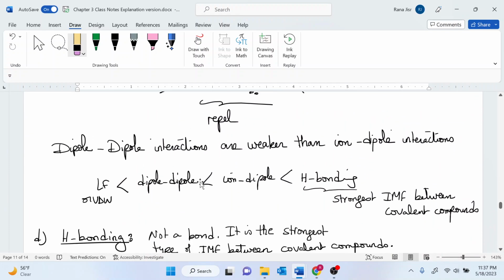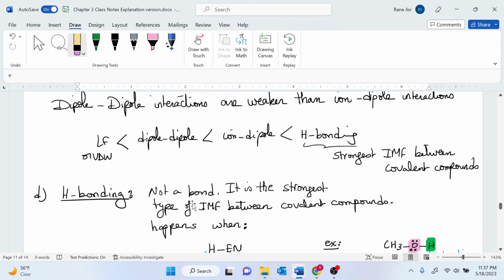So if we want to compare so far, London forces are the weakest, then the dipole-dipole interaction, and then the ion dipole interaction. The ion dipole interaction is the strongest among all of those types of intermolecular forces.